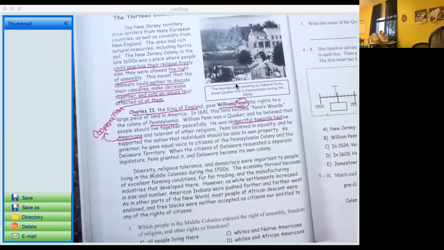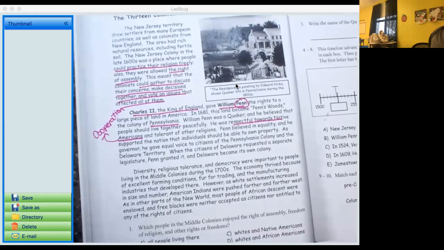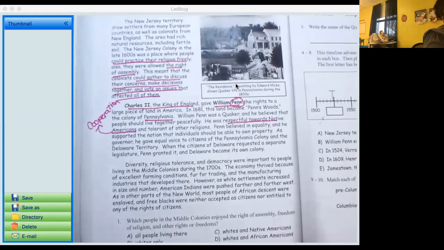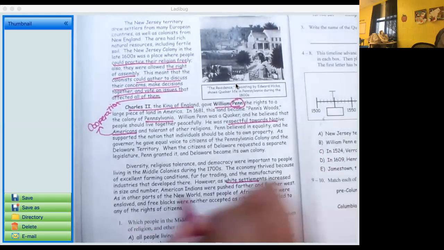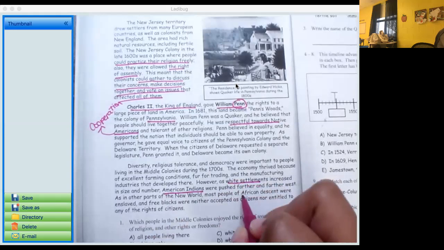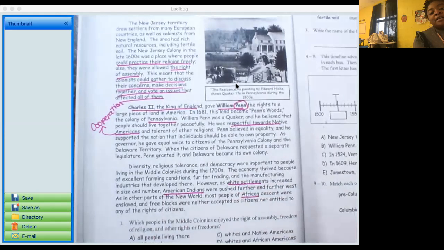However, as white settlements increased in size and number, American Indians were pushed further and further west. As in other parts of the New World, most people of African descent were enslaved, and free blacks were neither accepted as citizens nor entitled to any of the rights of citizens. So at this point, guys, in the colonies, we are looking at the dynamics between 3 different groups, okay? We're looking at the dynamics between the white settlers, Native Americans, and African people, all right? As we go through this unit, guys, we're going to see so many examples of either conflict, compromise, or cooperation among these 3 groups, okay?